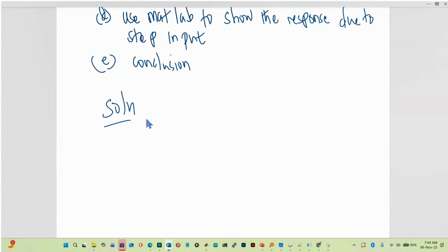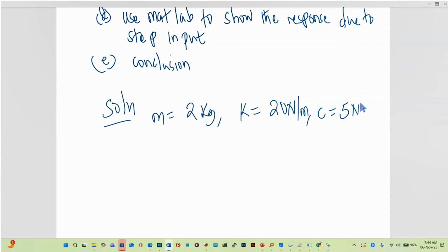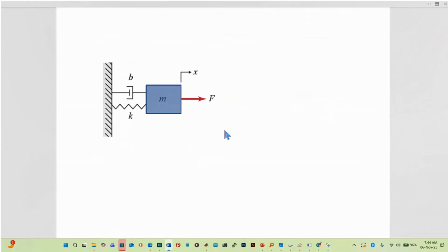So we are told that mass is 2 kilograms, K is 20 Newton per meter, and the damping coefficient is 5 Newton second per meter. So we have to look at the model like this. This is the mass spring damper. First of all, we have a damper, so this is going to be our C, and this is going to be our K. So this is the damping coefficient, and this is our spring.